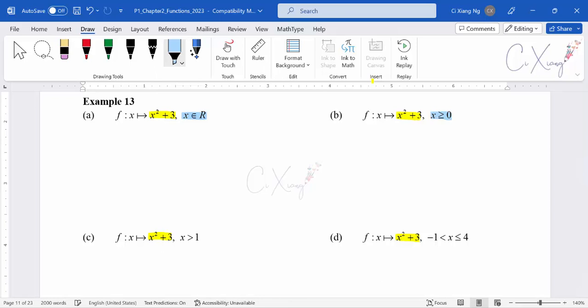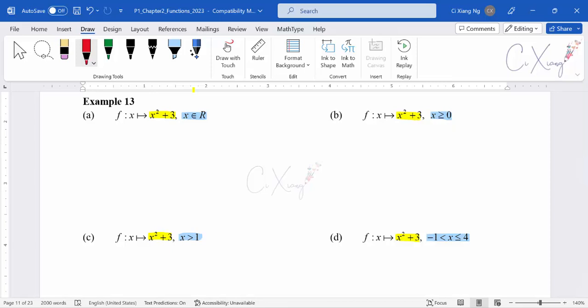X is greater than or equal to 0, x greater than 1, and also x is between -1 and 4, and the 4 is inclusive. Okay, so when the domains are different, although the expressions are the same, you can actually see that the range might be different as well. So how do we actually decide the range?